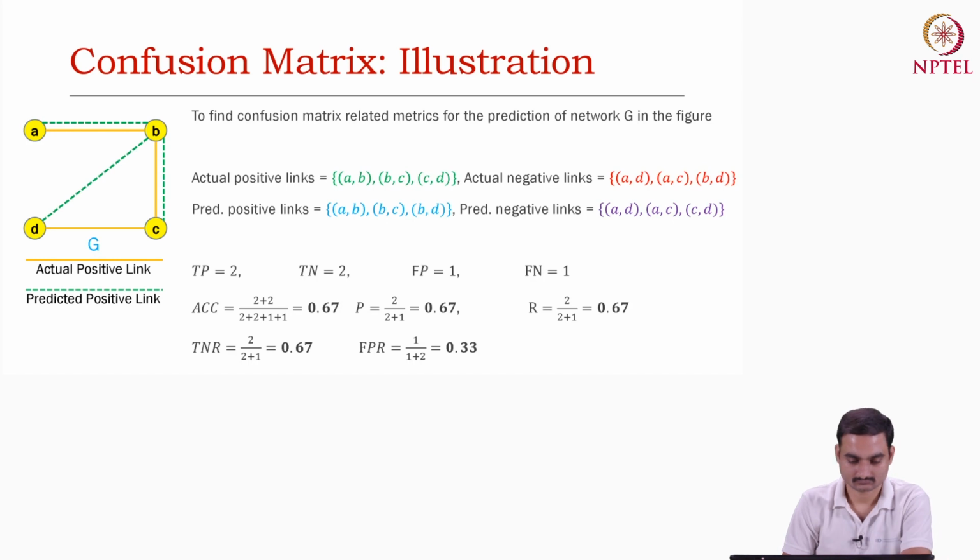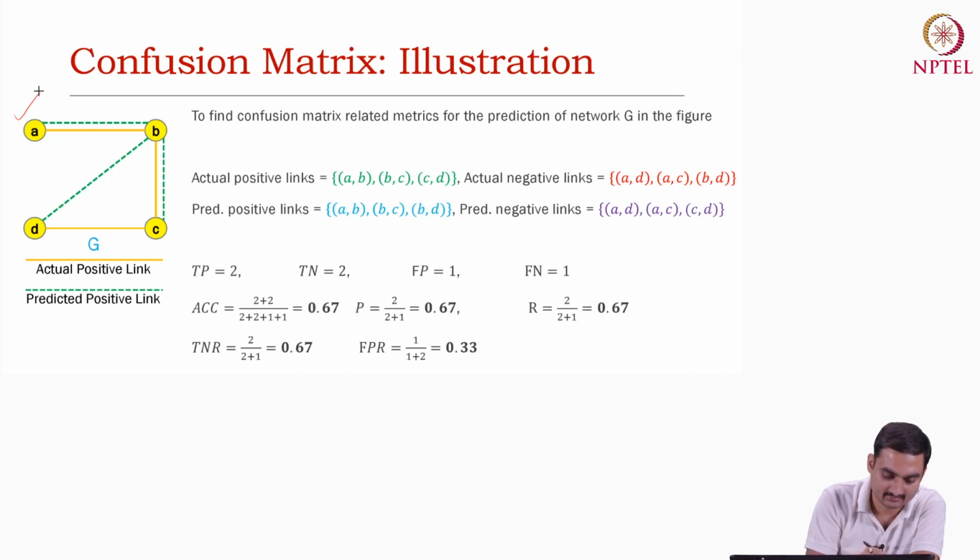Now, let us take an example. Say this is your network, and the yellow lines are actual edges and dotted lines are edges which are predicted. So, how many actual edges are there? Actual edges are AB, BC and CD. So, these are actual positive samples. How many actual negative samples are there? Those pairs which are not connected, AD, BD and AC, these are negative samples. Now, let us look at the prediction.